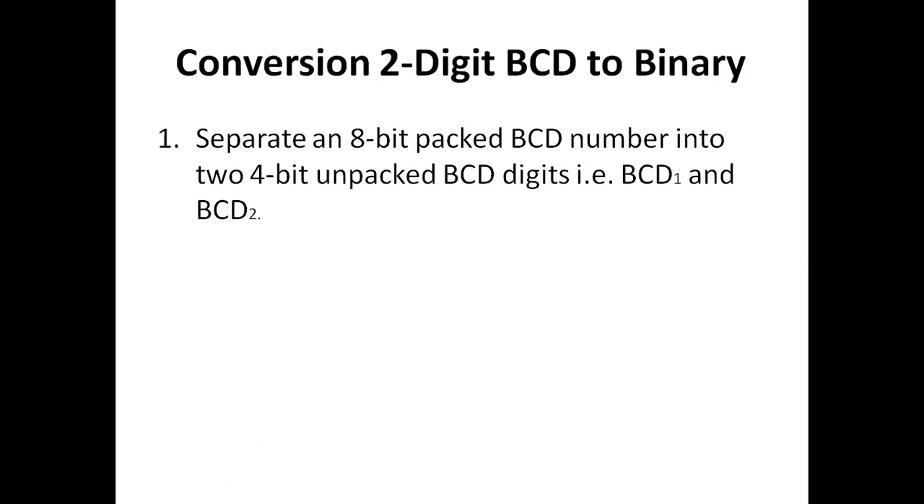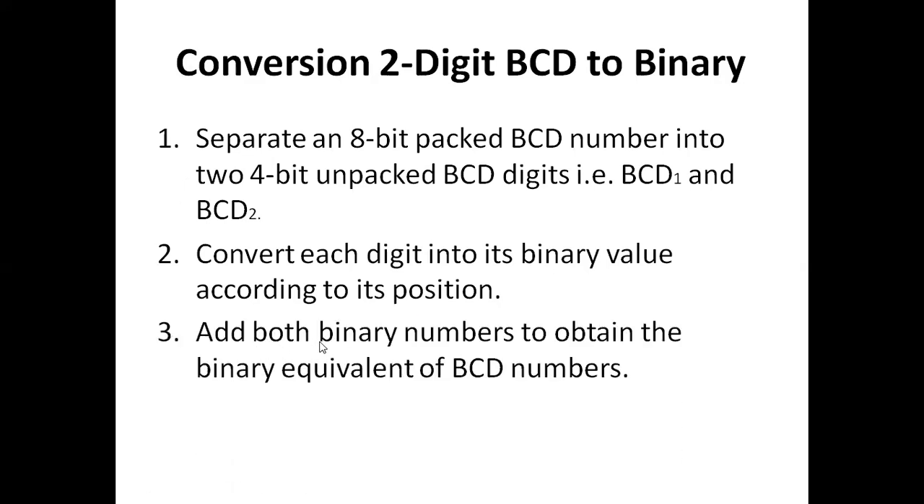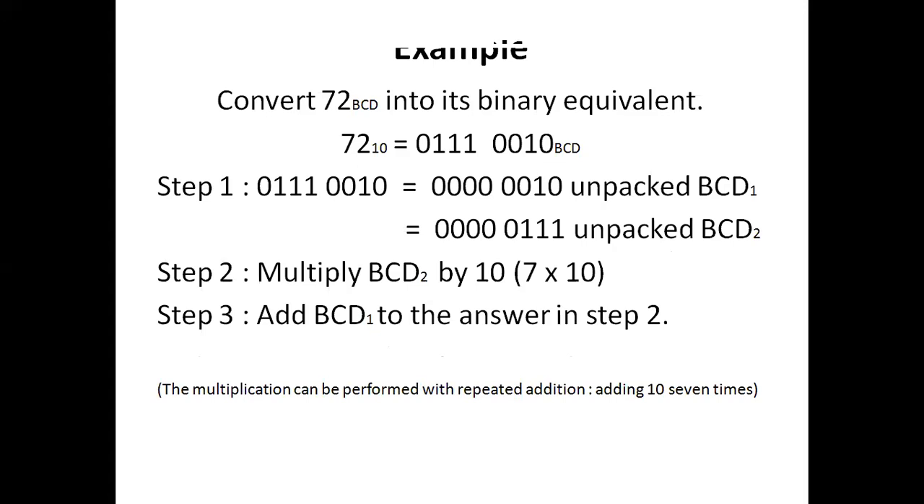So how do we do it manually, if there is a 2-digit BCD, how will we convert it into binary? We separate the 8-bit packed BCD number into 2 unpacked BCD digits, that is BCD1 and BCD2, taking 7 and 2 separately. Now, after converting each digit into its binary value according to its position, we add both binary values, and the number obtained is the binary equivalent of the BCD number. So how is it done? Let us go with an example. Suppose 72 BCD, we have to find its binary equivalent.